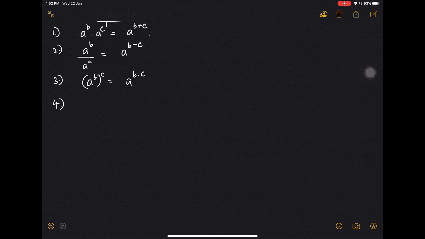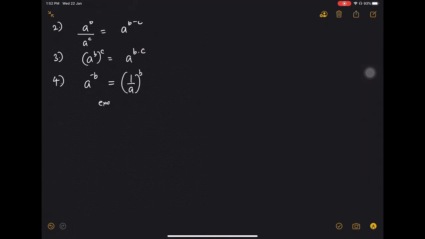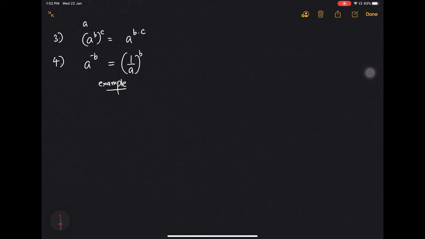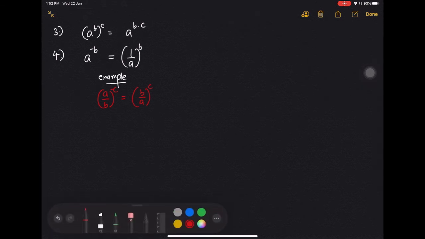Then let's talk about some more rules. For example, if you have a base raised with a negative power, what you have to do is just take the reciprocal of the base and then raise it with the positive power of that. Another example is when you have, say, a over b raised to power minus c. Now, because there is a minus exponent, you have to take the reciprocal of the whole thing and then raise it with power c.